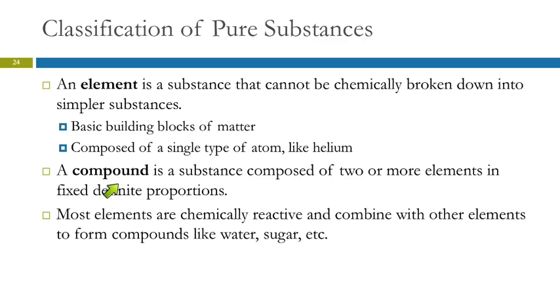A compound contains two or more elements that are put together in a fixed proportion, a definite proportion. So water is two elements, hydrogen and oxygen, put together in a fixed proportion. One oxygen, two hydrogens. Hydrogen peroxide is two oxygens, two hydrogens. The proportion is different, and so the substance is different. The compound is different. Most elements are chemically reactive, and so they don't just sit around as the elements.